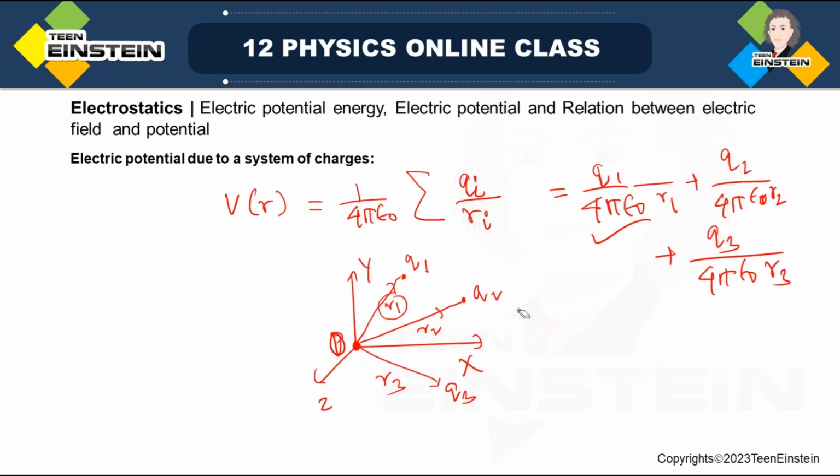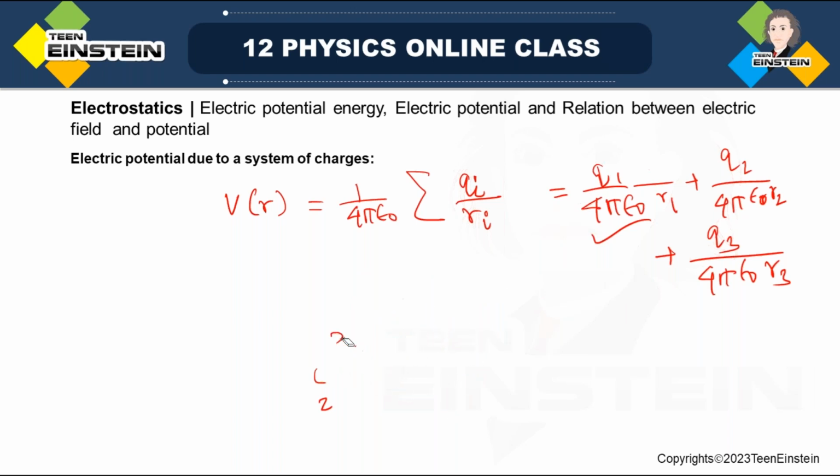But suppose all the charges are at the same distance. Here Q1, here Q2, here Q3, here Q4, forming a kind of square. I have to find out the electric potential due to all the charges at this point O. So how do you write that?